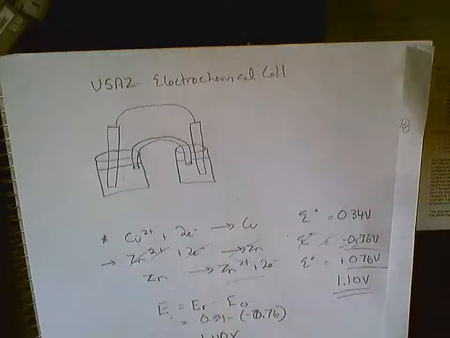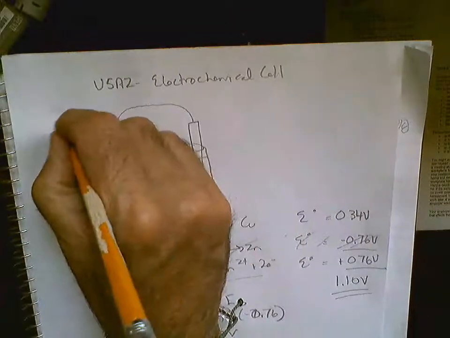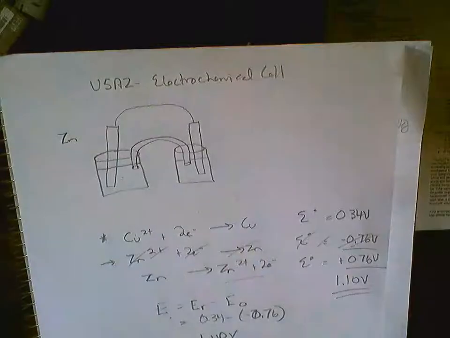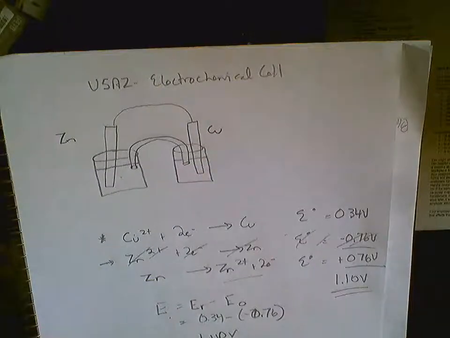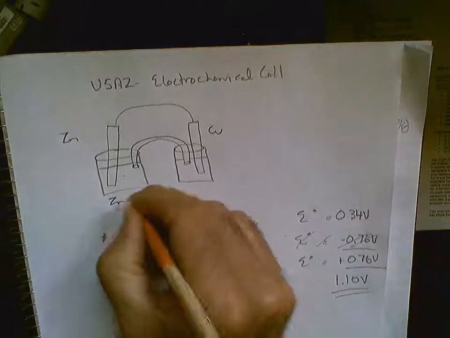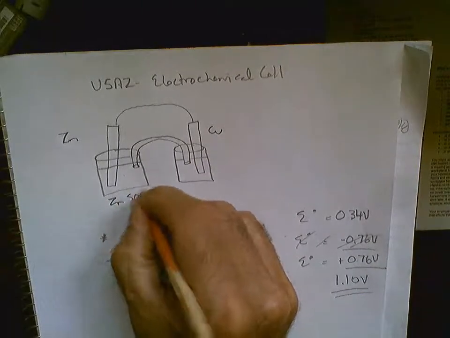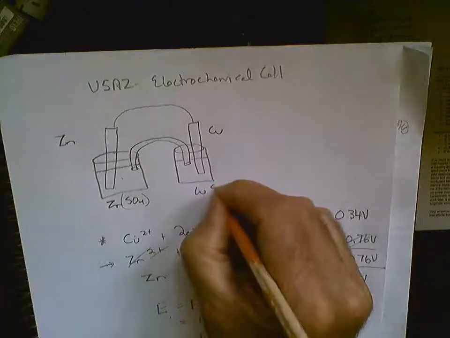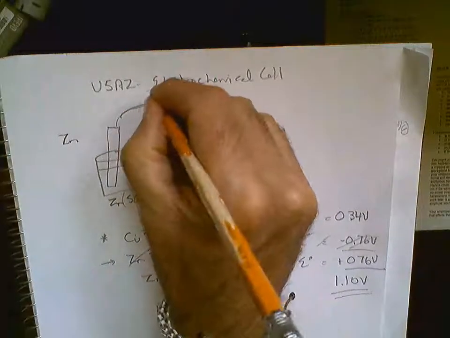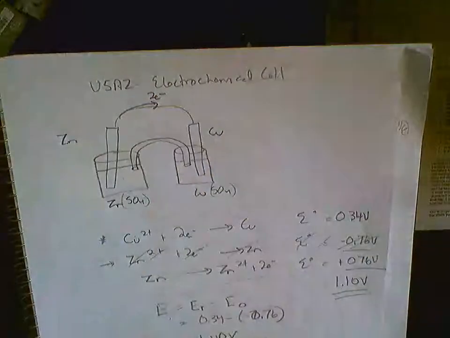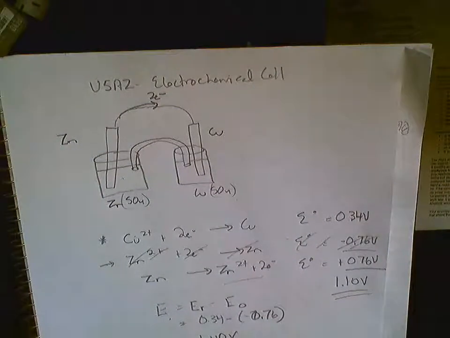What does this battery look like? The thing that's oxidized is usually written on the left-hand side. The thing that's reduced is usually written on the other side. And basically what we do is we put these in a salt solution, zinc sulfate, copper sulfate. The electrons will flow in this direction. So the electrons flow from the zinc to the copper.